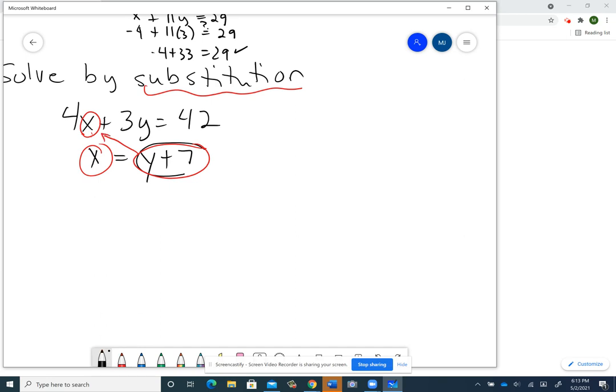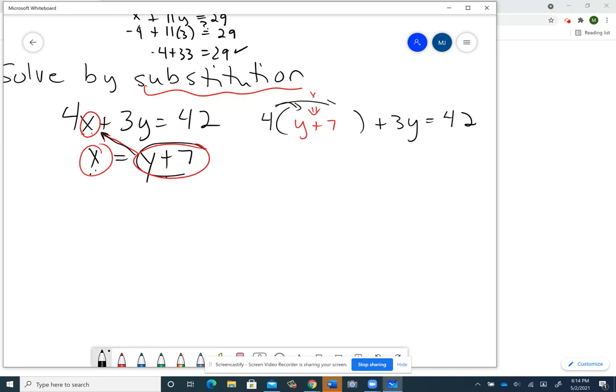So here we would take the 4 times the quantity y plus 7. Just in place of where the x used to be, I'm able to put y plus 7, since x is equal to y plus 7. But you've got to make sure you keep that plus 3y equals 42. So that's the substitution step. This problem already had the x by itself. X and y plus 7 are interchangeable, so that y plus 7 can go in place of the x in that top equation.